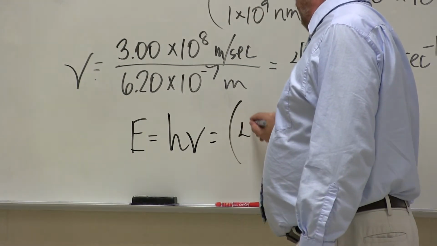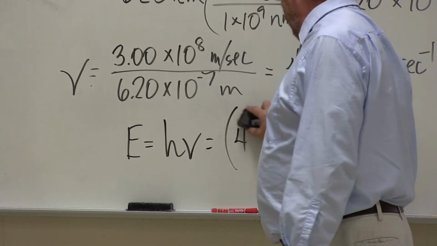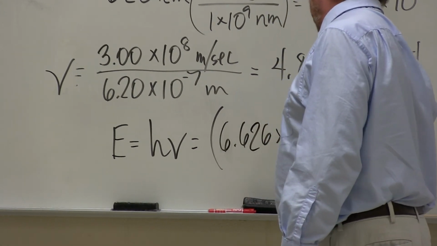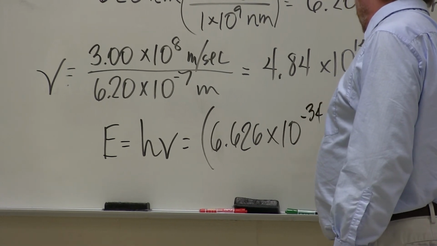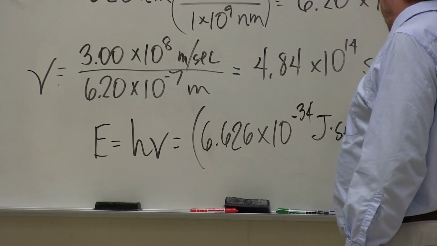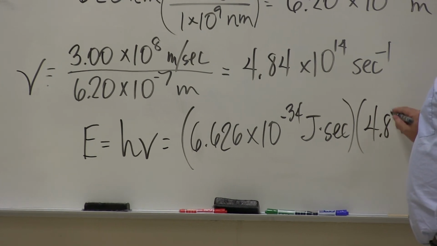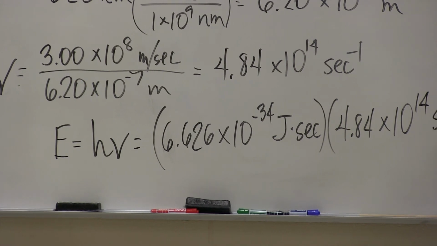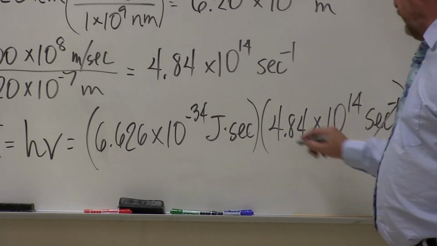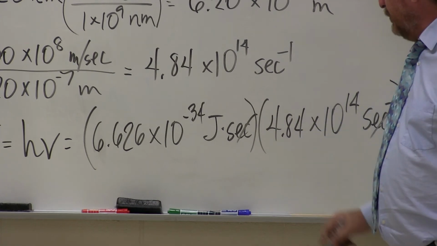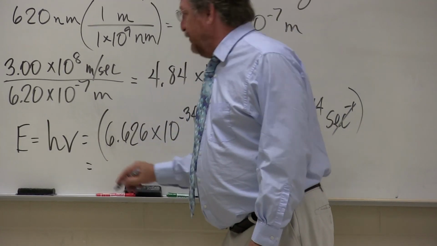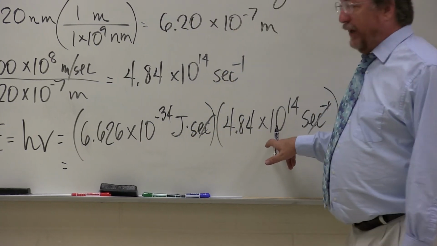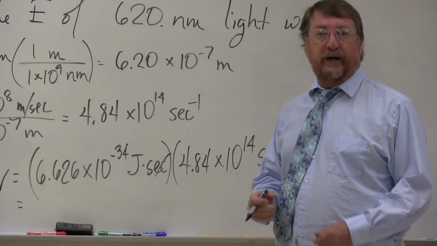That's going to give us 6.626 times 10 to the minus 34 joule seconds times 4.84 times 10 to the 14 reciprocal seconds. Okay, our seconds are going to cancel because this one's in the denominator, this one's in the numerator. Punch this into our calculator, we're going to get an energy as a result of that. So we multiply these two together and we'll have the resulting energy.